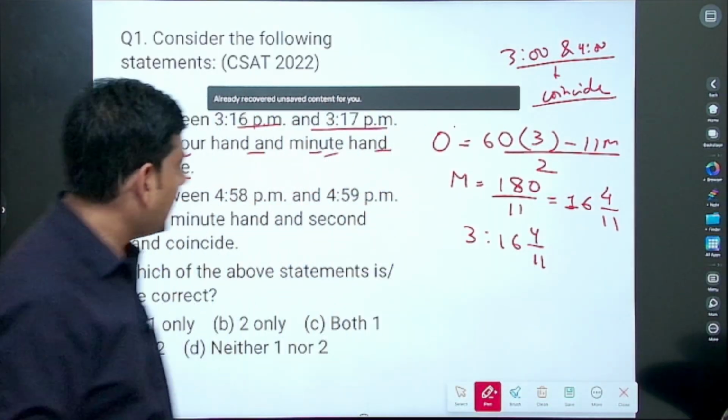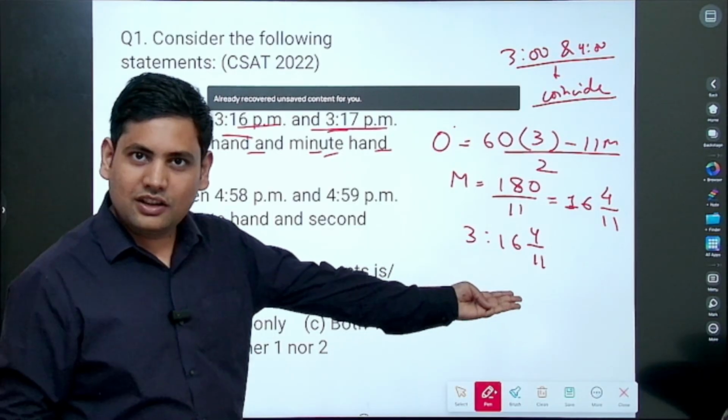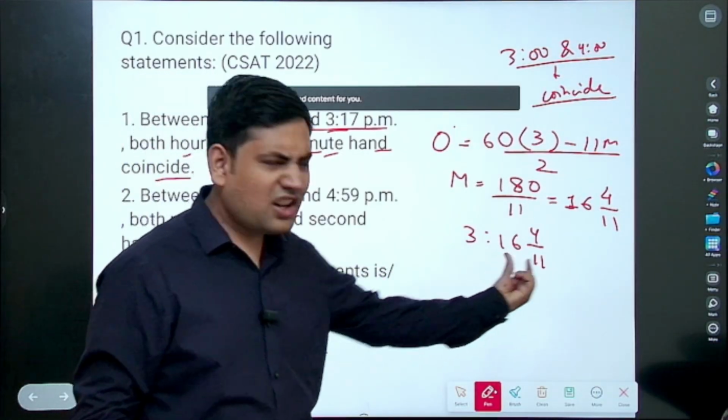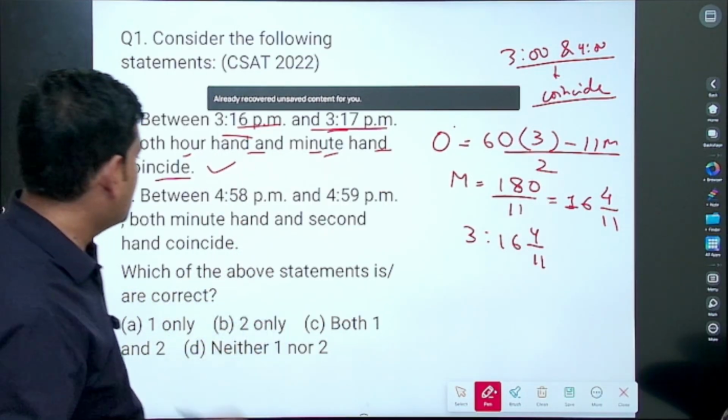So this is the time. Is this between 3:16 and 3:17? Very clearly. Correct. Very clearly. Just above 3:16. So answer, this is absolutely correct.